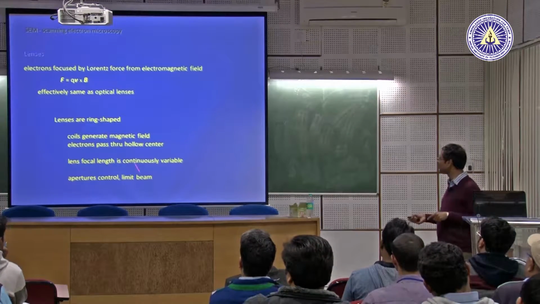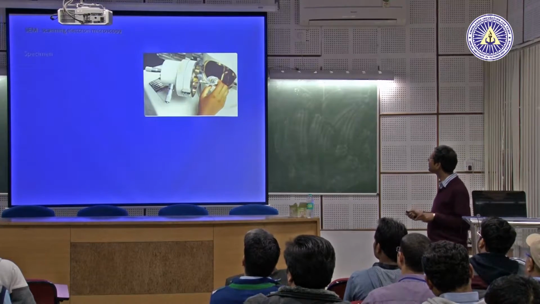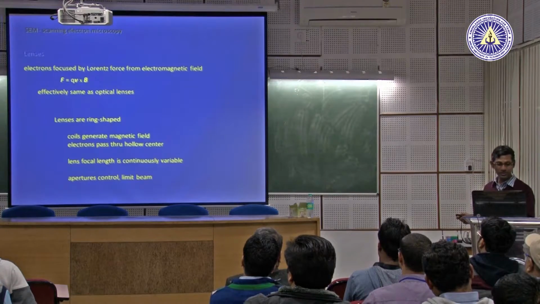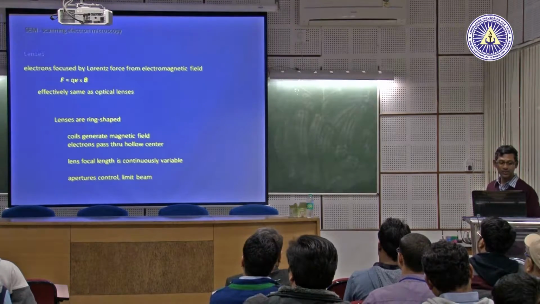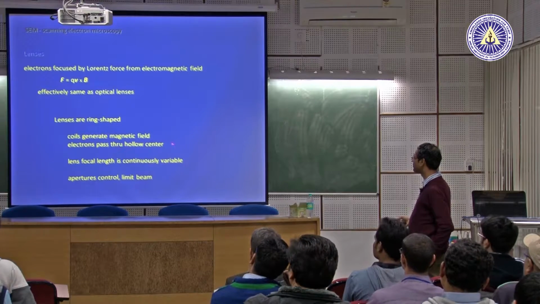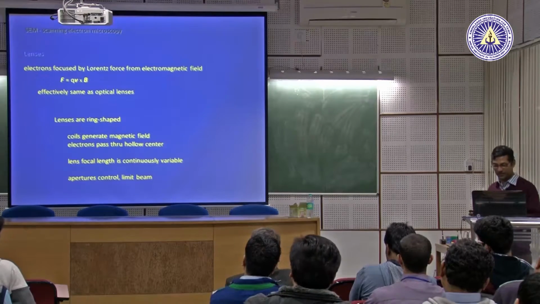Let me show the picture. I hope it's there. Yeah, this is a sample geometry, not a lens. Somewhere it should be there. If it's there, I'll show you. The lenses actually generate magnetic fields. Electrons pass through the hollow center. It can focus them, and you can control using an aperture.